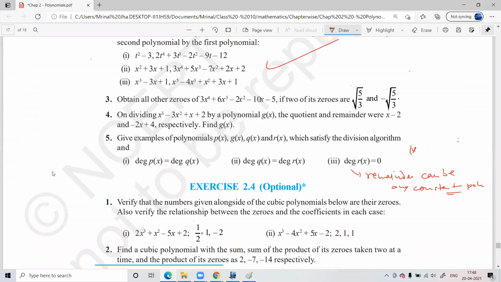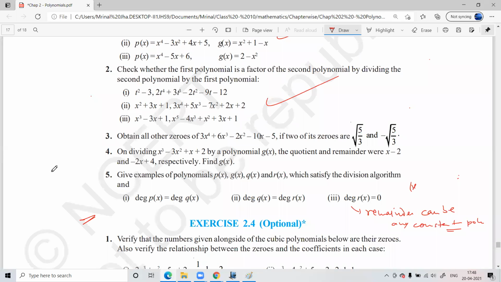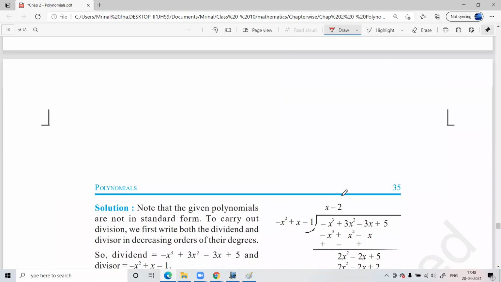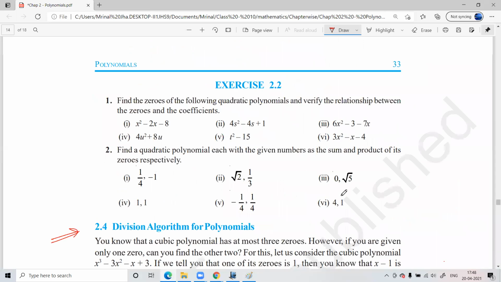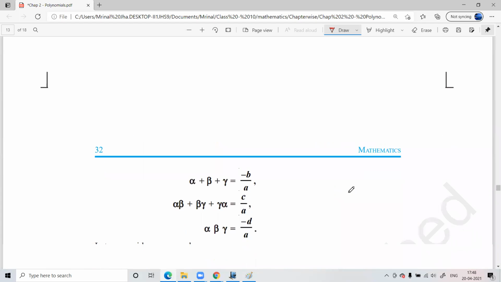Okay. So with that, we have completed this exercise 2.3. The polynomials chapter is almost complete. There's only one thing which I have not taught you in this chapter as of now. Let's talk about that particular topic. Yeah, so this is the thing.